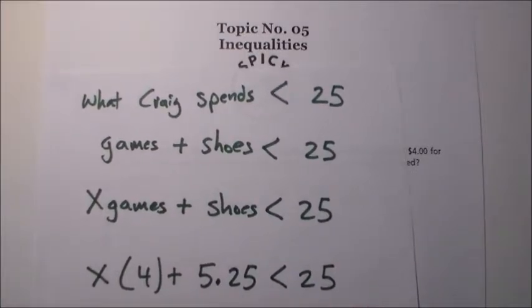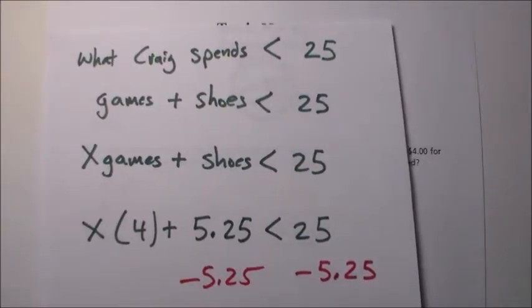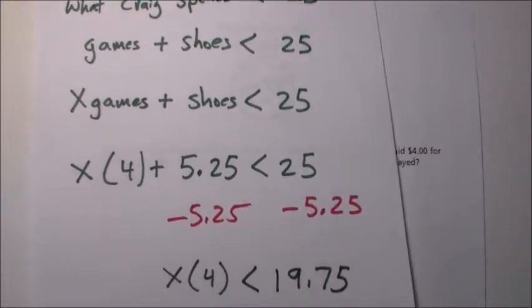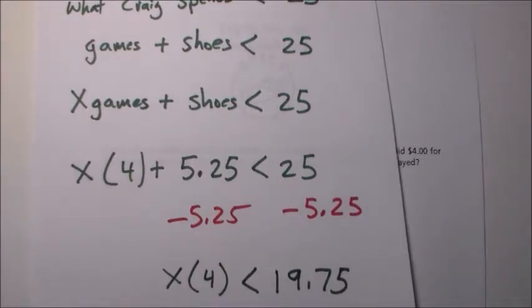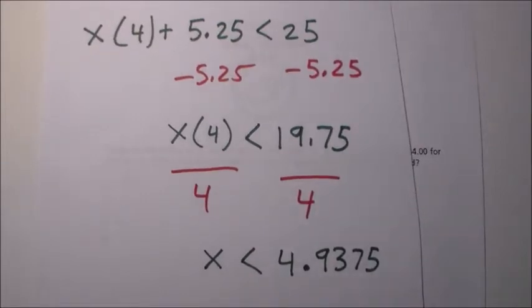How do we solve this inequality? Well, just like an equation, we're going to subtract $5.25 from either side in the first instance. That's good legal math. And then we get X times 4 has to be, again, still less than $19.75. What do we do now? We divide by 4. If we divide by 4, that means X equals, this is the number of games, remember, because the number of games times $4. The number of games has to be less than 4.9375. So if it has to be less than 4.9375, it cannot be 5.